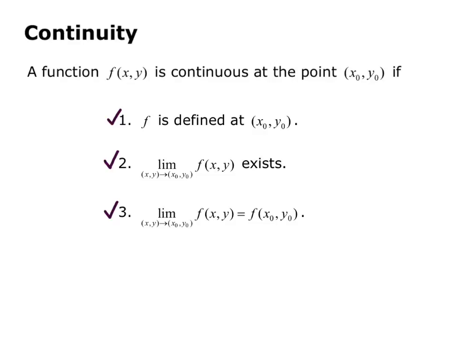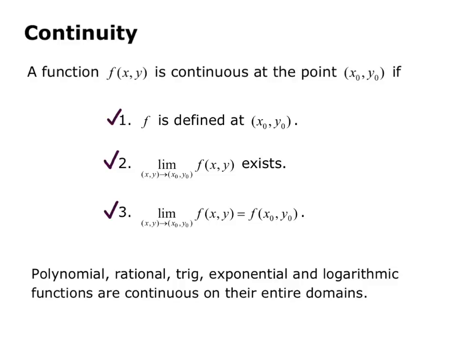You can't have a hole in your function and then have the limit approaching one value and your function defined up at another value. So just as a reminder, polynomial, rational, trig, exponential, and logarithmic functions are continuous on their entire domains. So if you have any of these types of functions, you just have to figure out what the domain is.